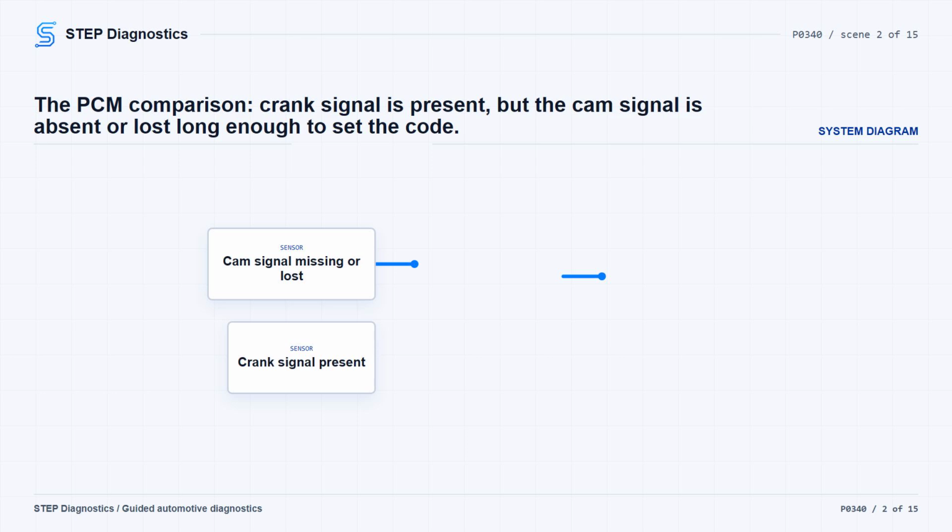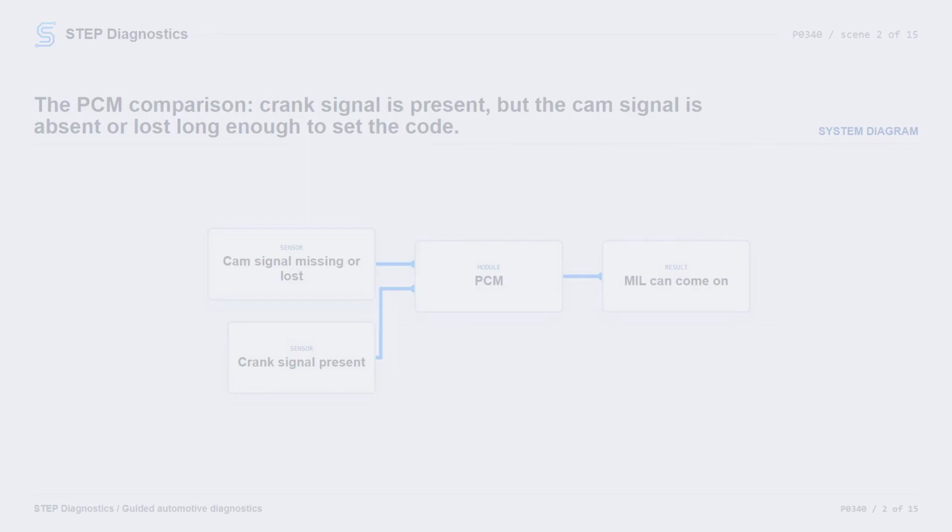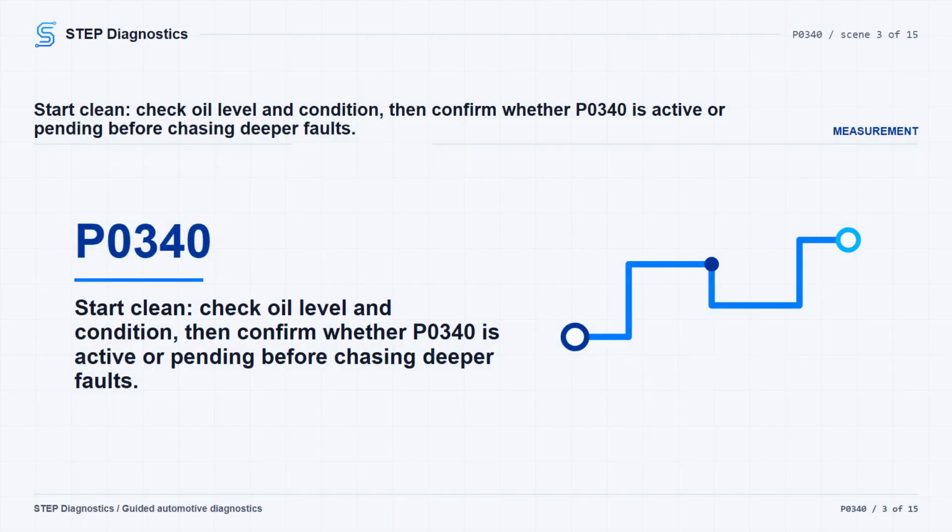The monitor is active while cranking and running with battery voltage above approximately 11.0 volts. During cranking, the code can set after at least 2.5 seconds with crank signal present and no cam signal. With the engine running, it can set if the cam signal is lost for at least 0.4 seconds while crank signal is present. Start with the basic system checks and follow a structured diagnostic approach.